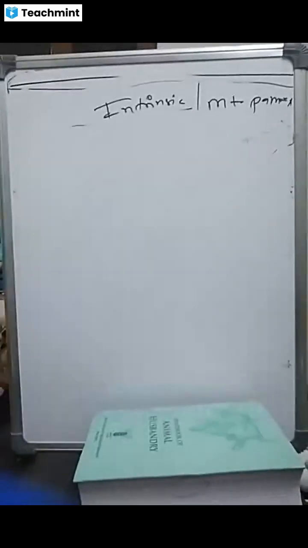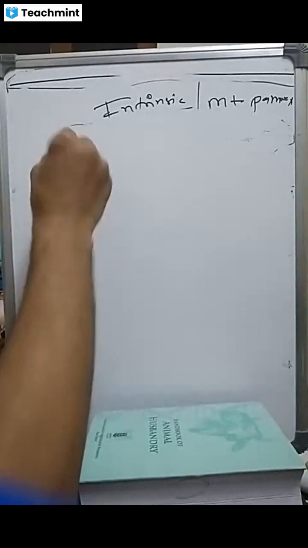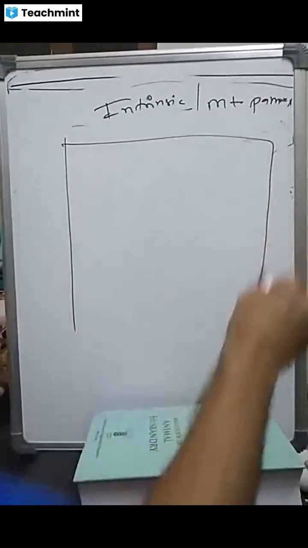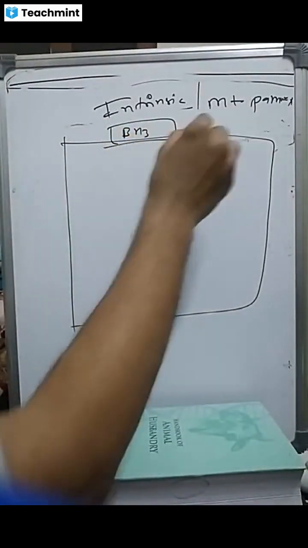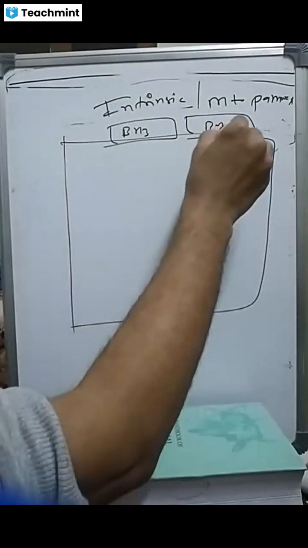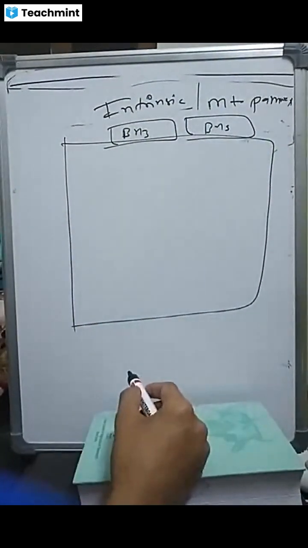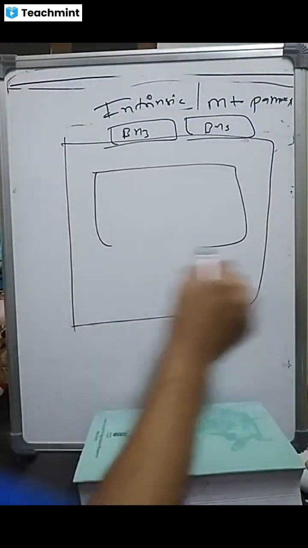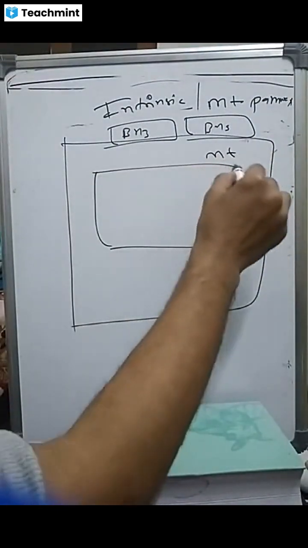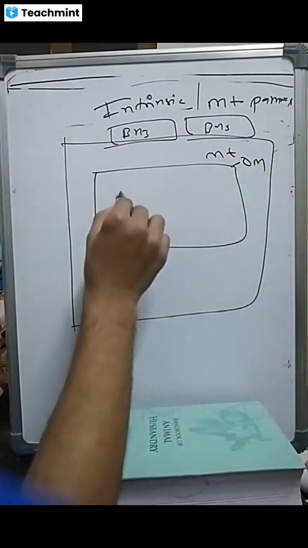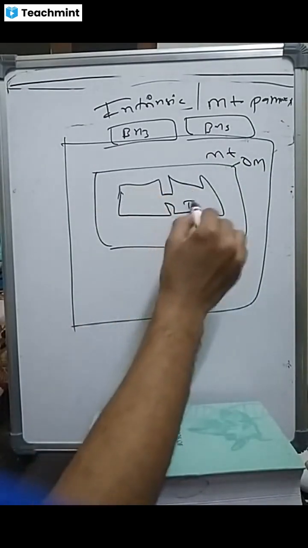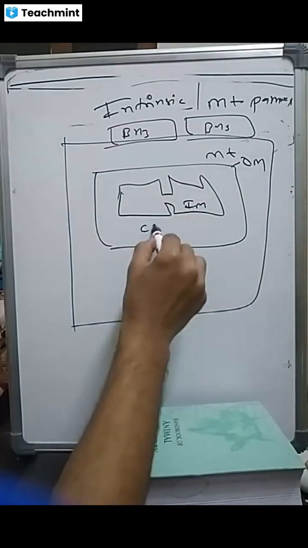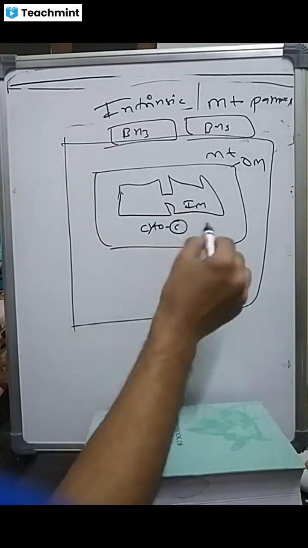How does this signal work? Before that, we'll see the structure of a simple cell. The surface has BH3 sensors. They will sense the stress. Inside we have mitochondria. This is the outer membrane, and this is the inner membrane. And here we have cytochrome C.